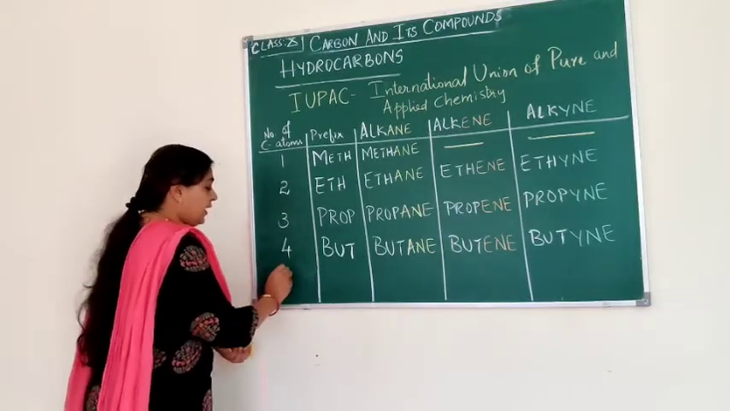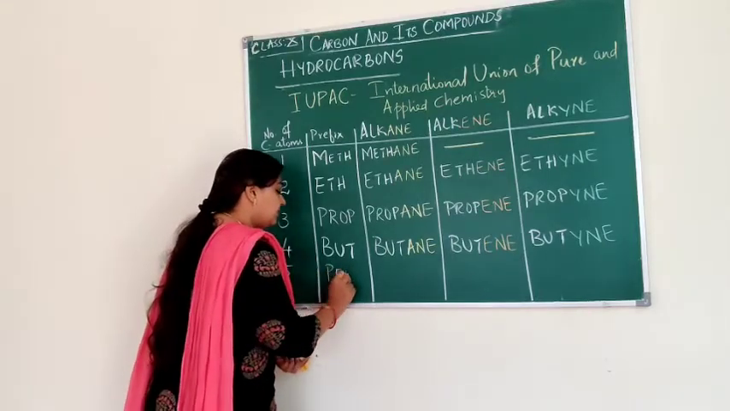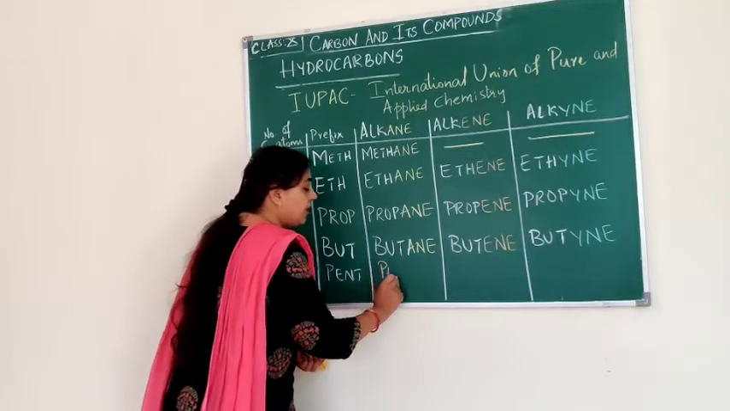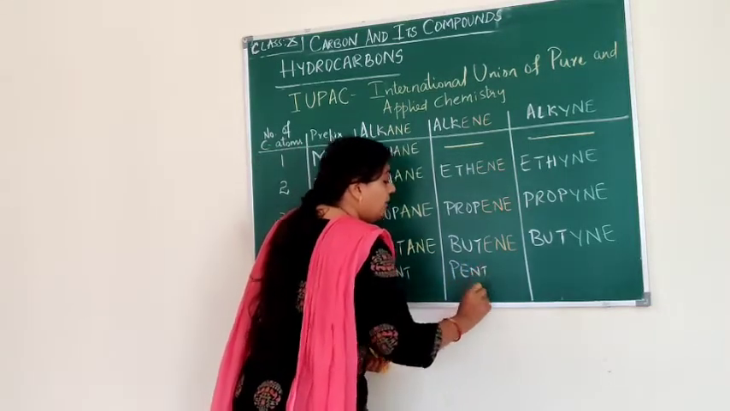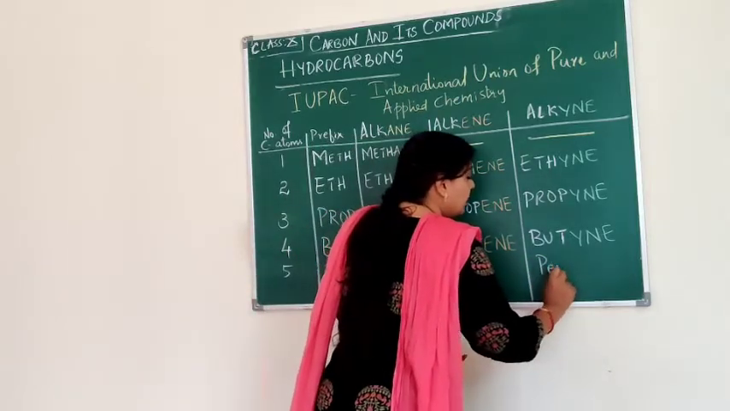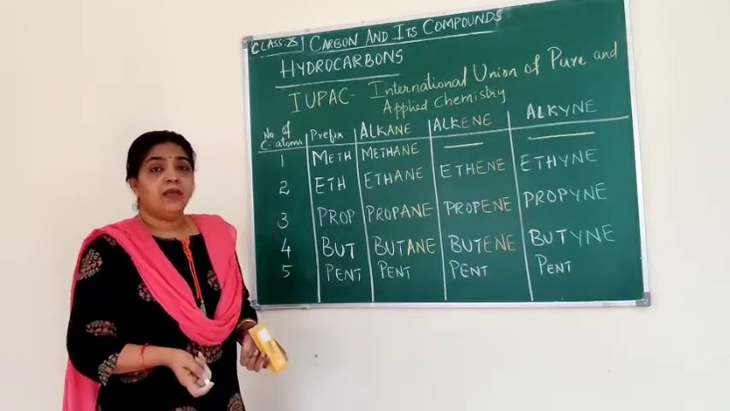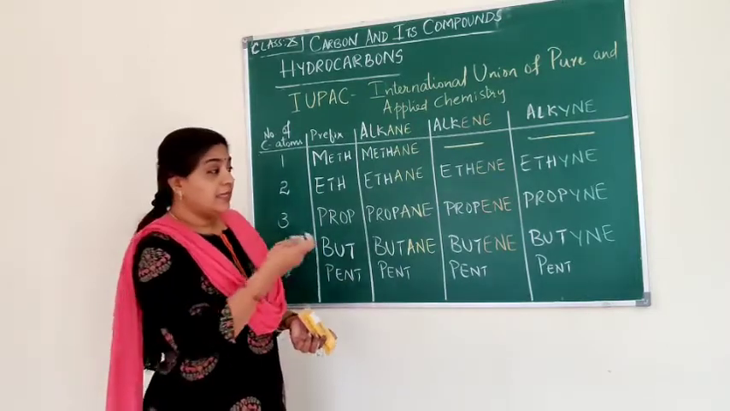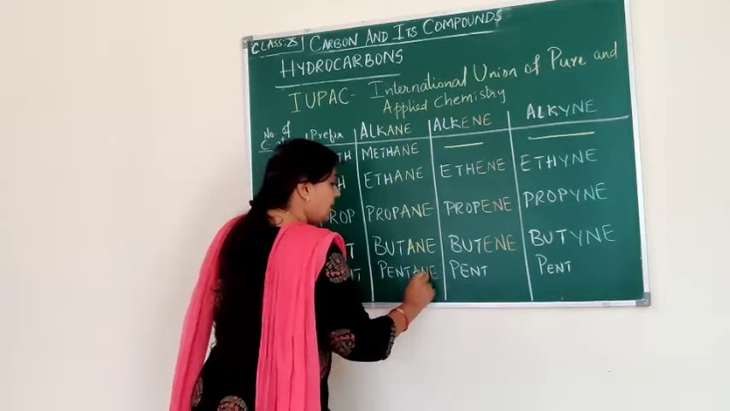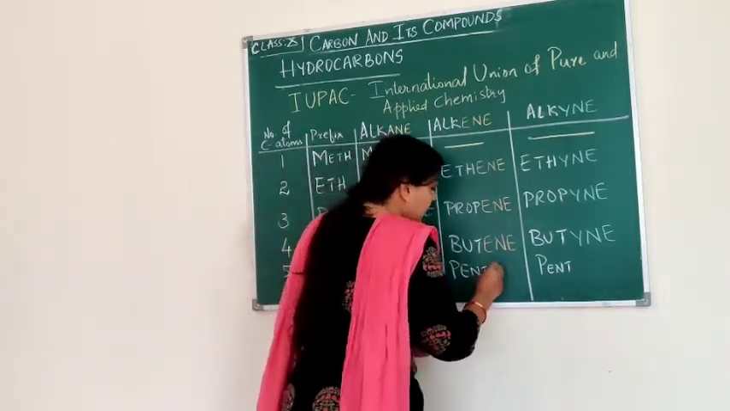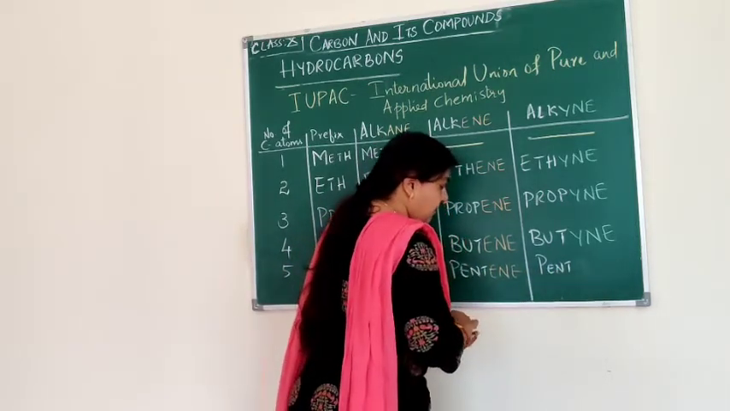Then if it is 5, then pent. So it becomes pentane, pentene, and pentyne. If it is 6, it will be hexane, hexene, and hexyne.